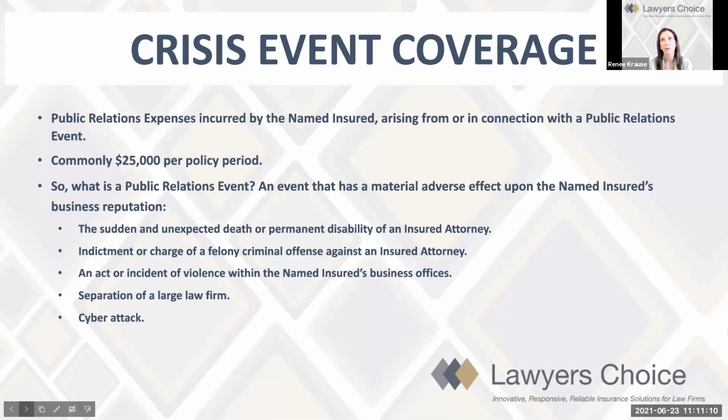So crisis event coverage, especially in today's day and age with, I mean, really cyber attacks happening so much, or just when a large firm separates, those are the real common ones. That can cause kind of a panic among clients and in the community. And this is a great supplementary payment to allow the firm to pay for a public relations firm to get the message out and hopefully prevent any adverse effects against the firm.